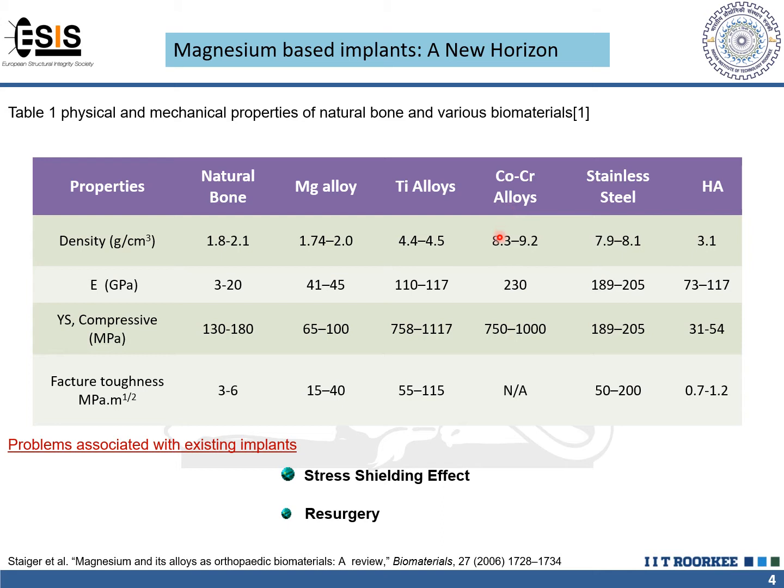after the bone growth. But when we compare the properties of magnesium with the natural bone, we find that these are very close to the natural bone. So it has the ability to reduce the stress shielding effect. Apart from that, magnesium is biodegradable in nature, so it can remove the problem of resurgery as well.